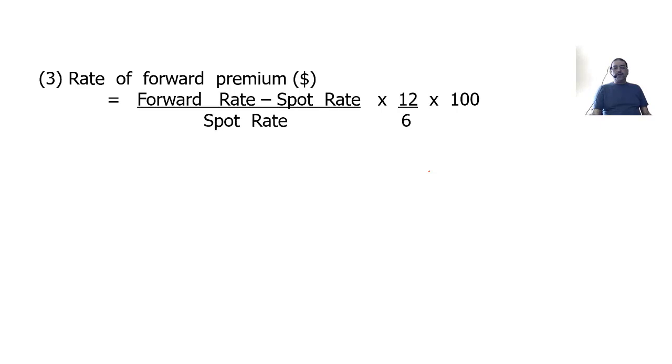Rate of forward premium, and in bracket you write dollar per unit figure. Formula: forward rate minus spot rate upon spot rate into 12 by 6, because this is a 6 months calculation. I want it on a per annum basis, because the interest rate differential is on a per annum basis. 8% and 2% it is per annum.